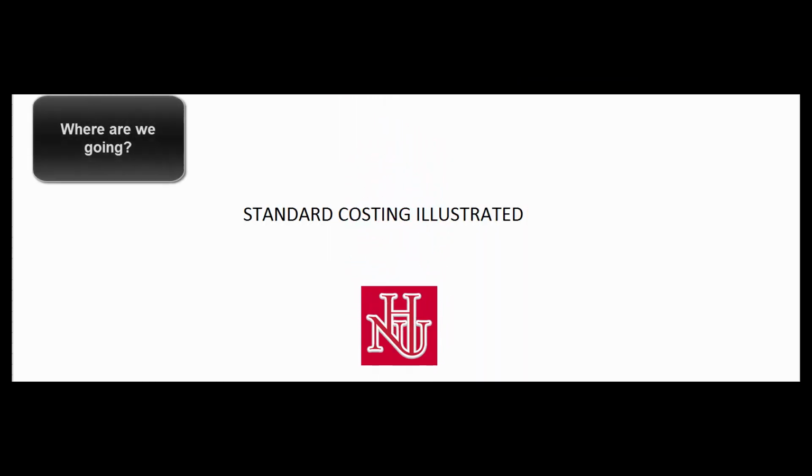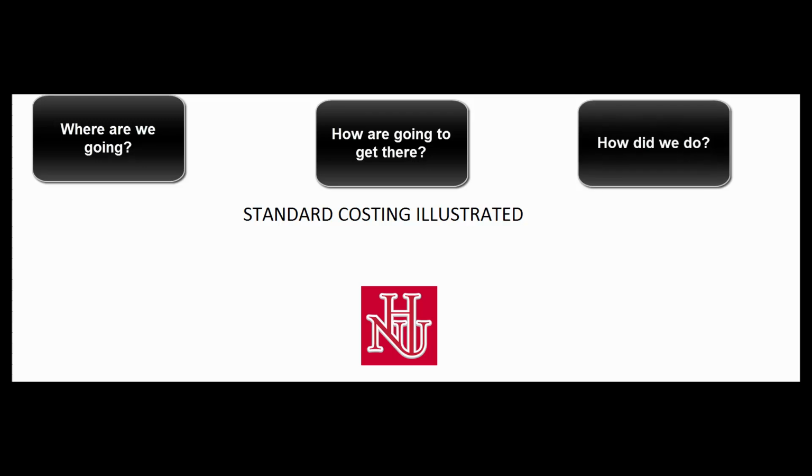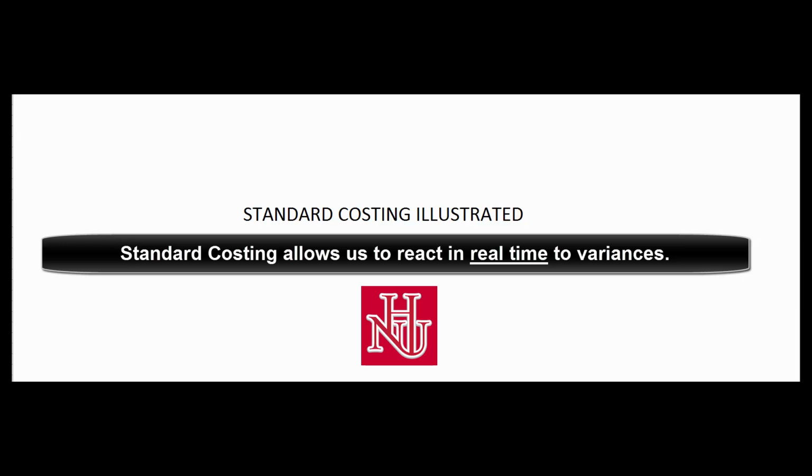Okay, having a budget is a great thing. It tells us where we're going, how we're going to get there, and then after the fact, we can go back and see how we did. Standard costing is going to set up a standard cost per unit so that as we're going through the month, we can check our variances to see, are we spending too much on our materials? Are we using too much of our materials? Are we spending too much on our labor? Or are we taking too long to make our stuff? So let's do a quick standard costing problem.